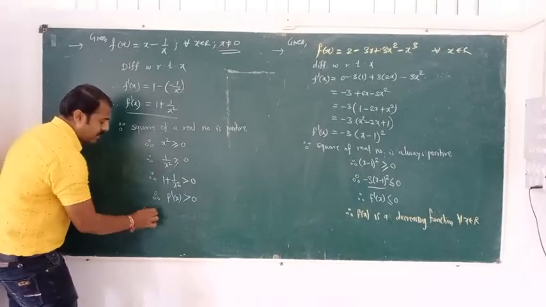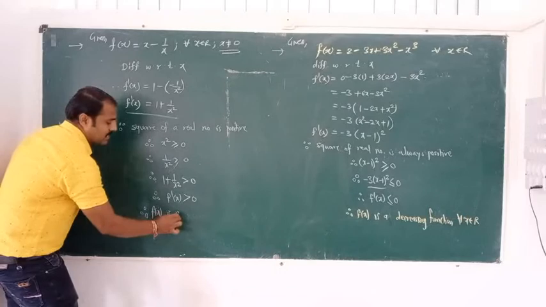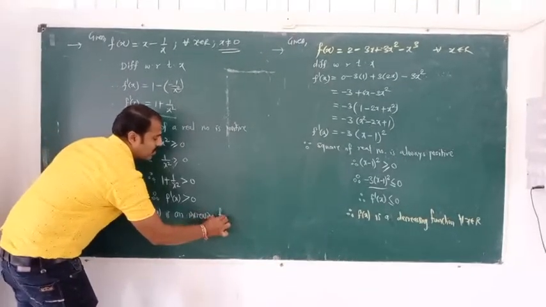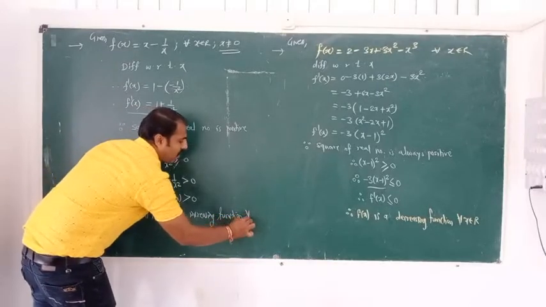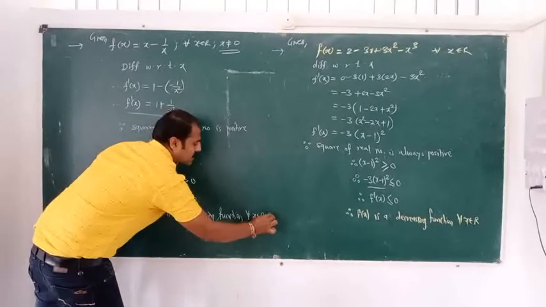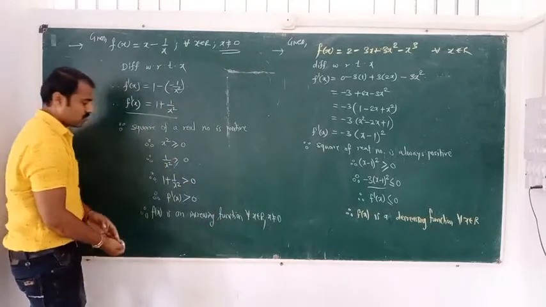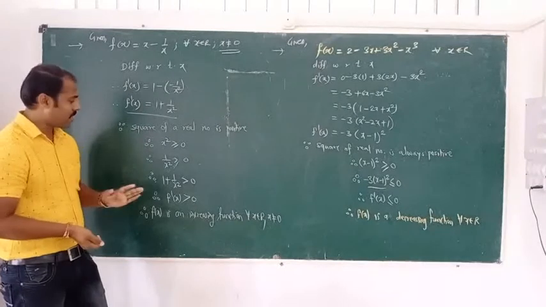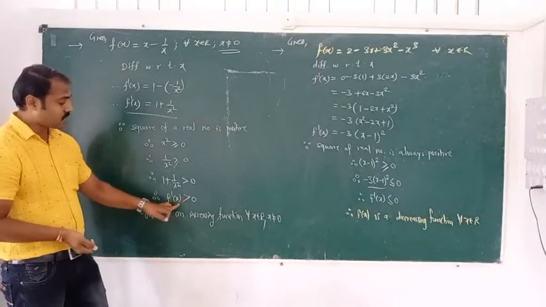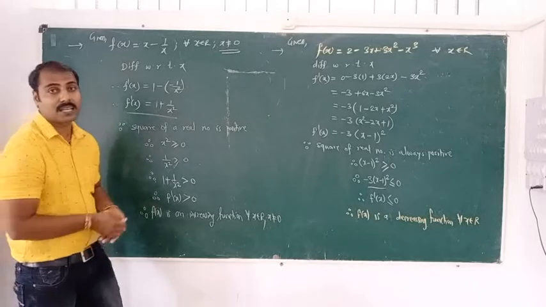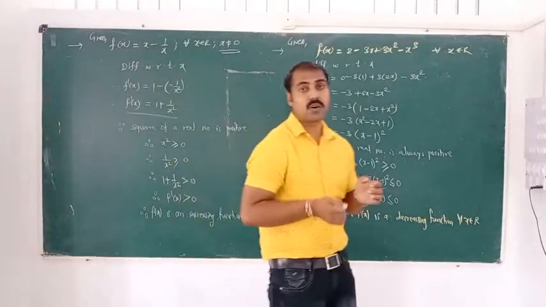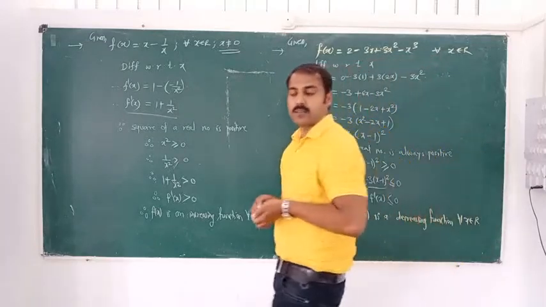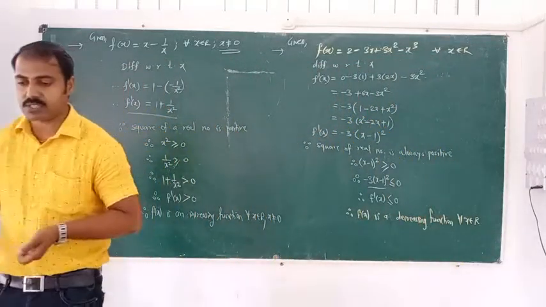Therefore, I can write here, f of x is an increasing function for all x belongs to R except x is not equal to 0. And for that type of function, when f dash of x is strictly greater than 0, we say that the function is strictly increasing function. So moving to our next question, question number 4.